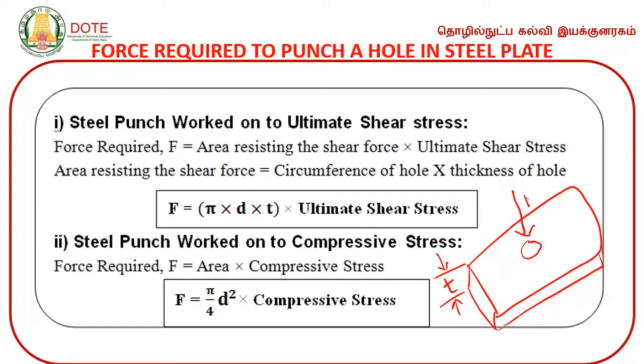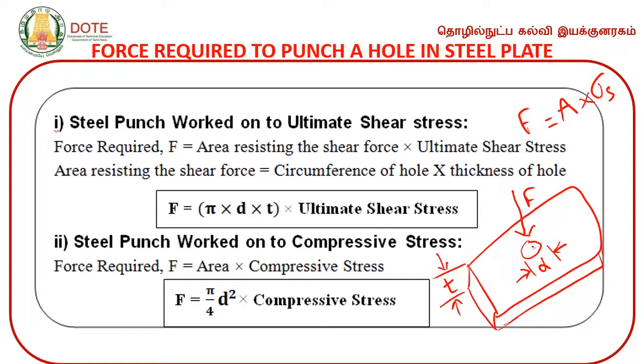How much force is required to make a hole of diameter D on a sheet of thickness T? Okay. So the steel punch works on ultimate shear stress. How much force is required? Force required, F, is given by force is equal to area resisting the shear force multiplied by ultimate shear stress.